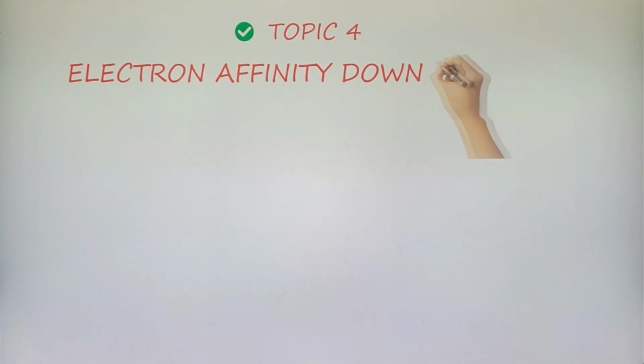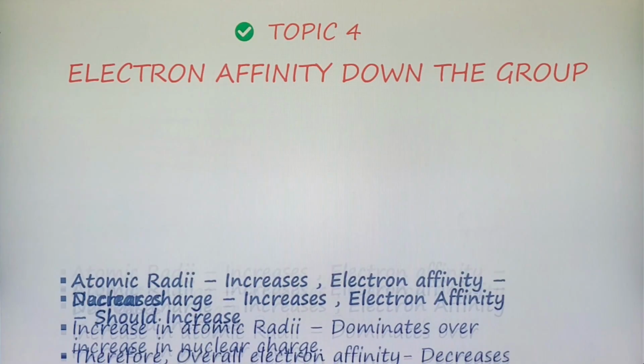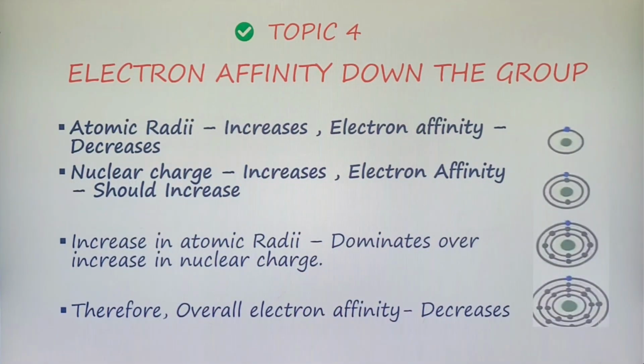Okay, now let's go towards the last trick. That is, how does electron affinity vary down the group? When I say down the group, I mean from top to bottom. Am I clear? Period means left to right and group means top to bottom. Clear?